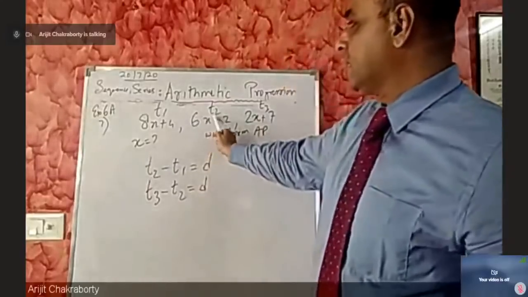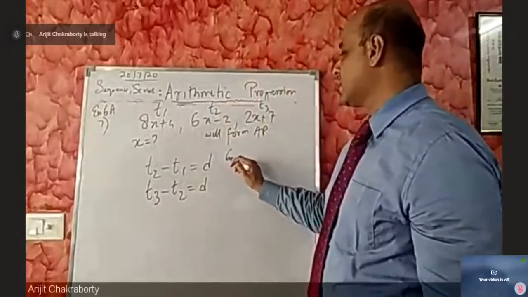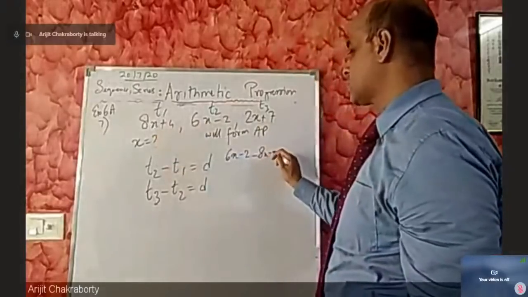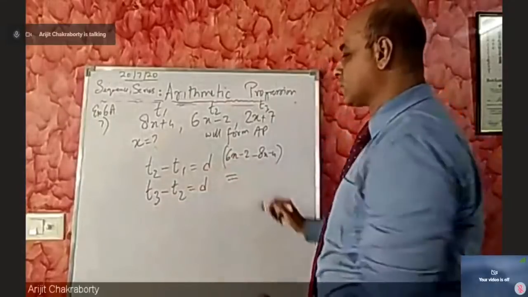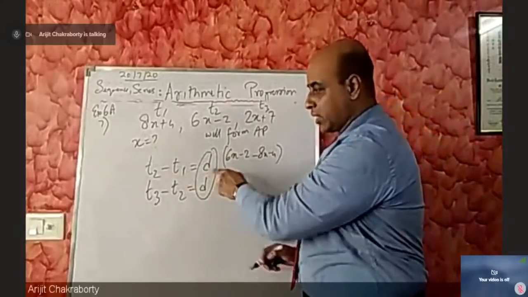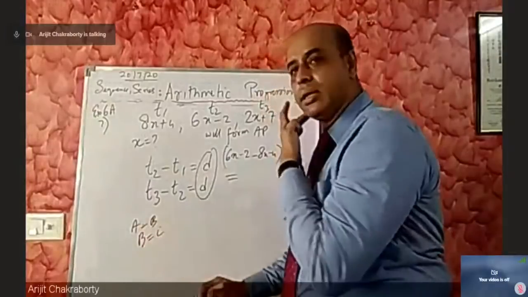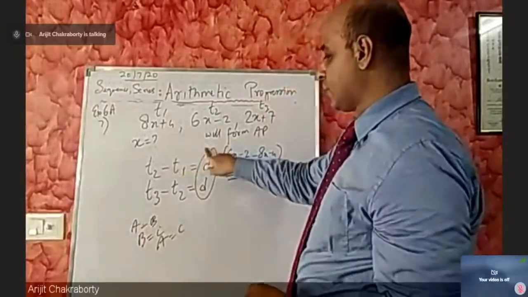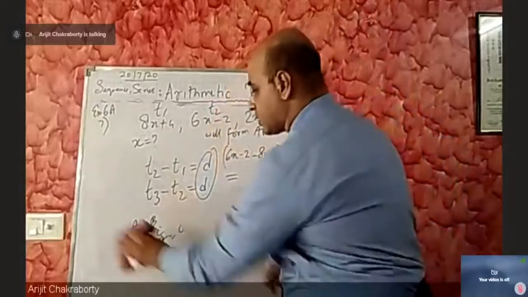That means T2 minus T1, let us do. So T2 minus T1 means 6x minus 2 minus 8x minus 4. This should be equal to T3 minus T2 because both are equal to d. So if I say that A is equal to B and B is equal to C, I will always say A is equal to C. So T2 minus T1 has to be equal to this, right?